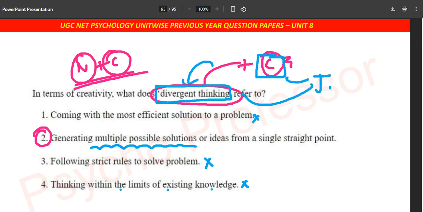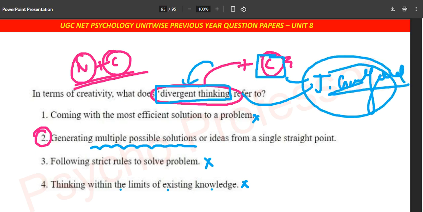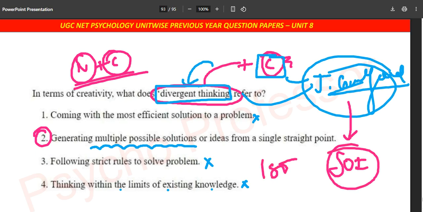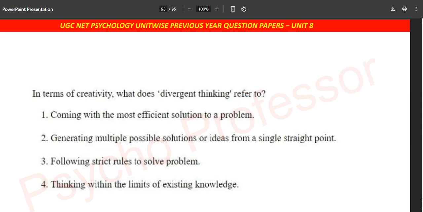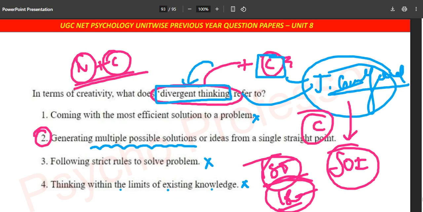If you know, it's well and good. If you don't, learn over here. It was given by J.P. Guilford. He has given the intelligence model of SOI, structure of intellect. Earlier it was 150, then 180, and things like that, which have product, operations and units. And you will also find all this in the C book.